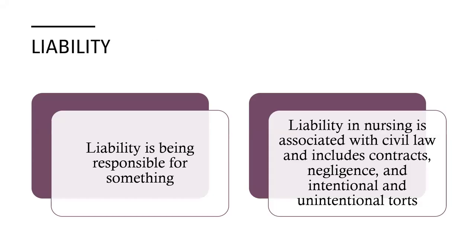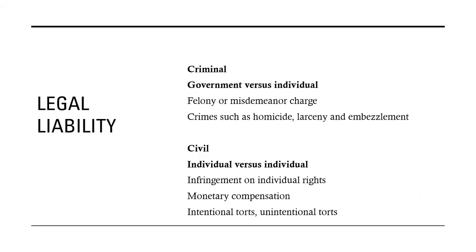Liability is being responsible for something. Liability in nursing is associated with the civil law. It includes contracts, negligence, intentional, and unintentional torts. So for criminal, that's government versus an individual, felony or misdemeanor charge, crimes such as homicide, larceny, and embezzlement. And then we have civil, that's individual versus individual. And that's infringement on individual rights, monetary compensation, and that's where those intentional torts or unintentional torts fall under.